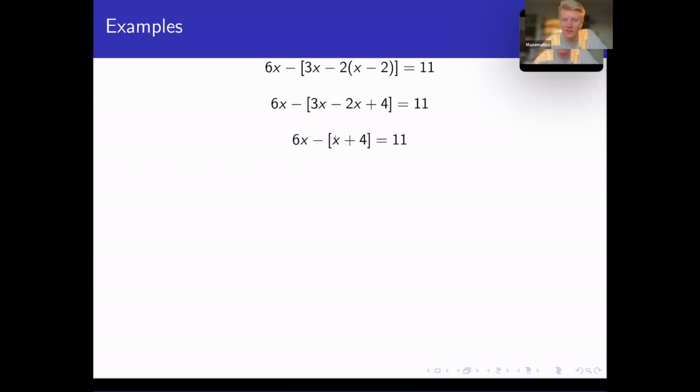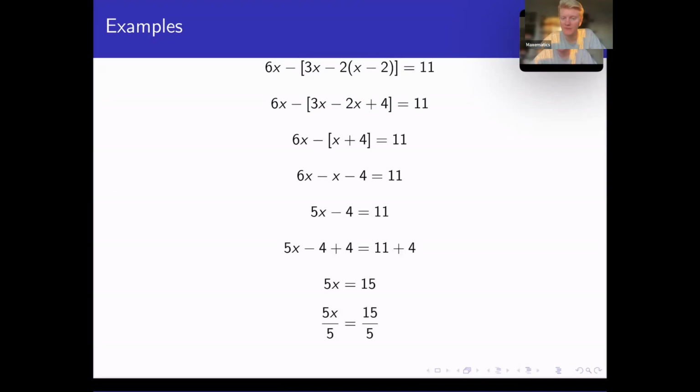Okay, well, nothing else we can do inside the brackets, so why don't we distribute our negative sign and combine like terms? 6x minus x is 5x. Okay, and now we're just back to an equation we've been solving. Alrighty, let's add 4 to both sides, and let's divide both sides by 5 to get x equals 3. Not so scary. Could always be worse, and it does get worse, but it's not so bad for right now.